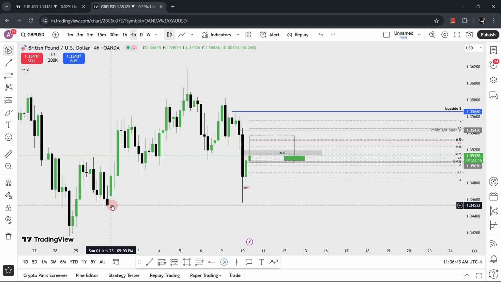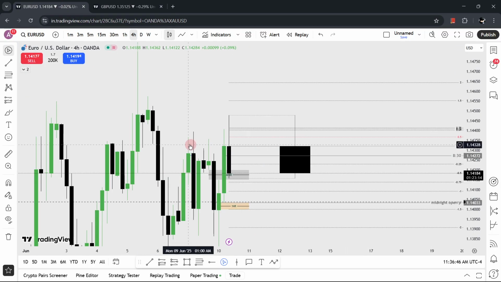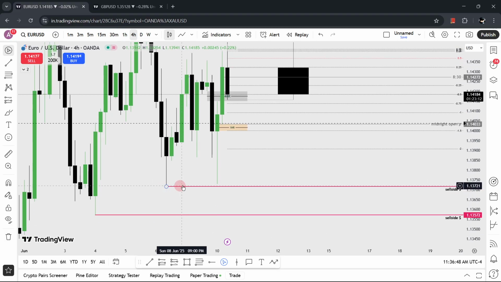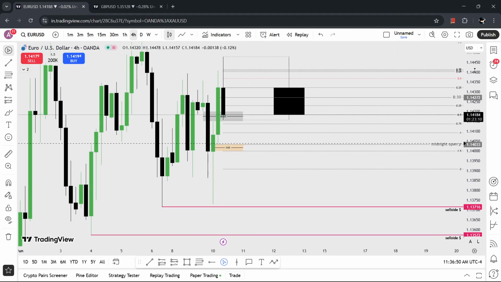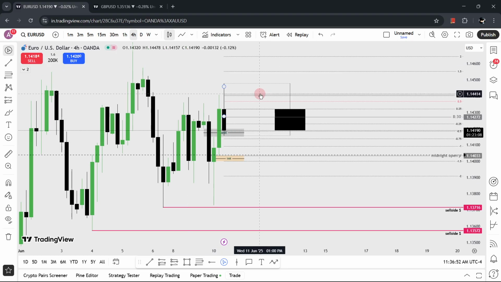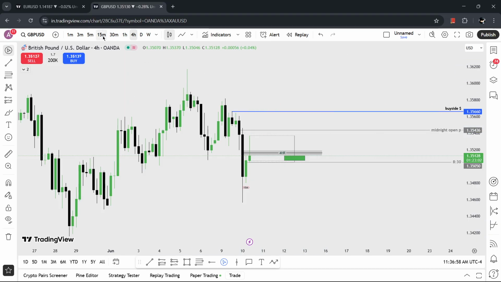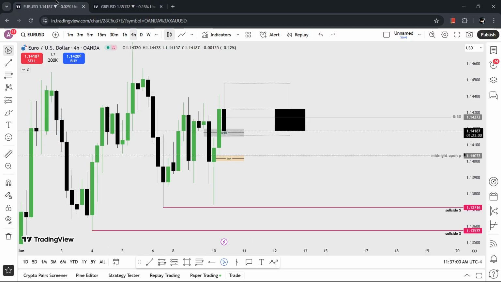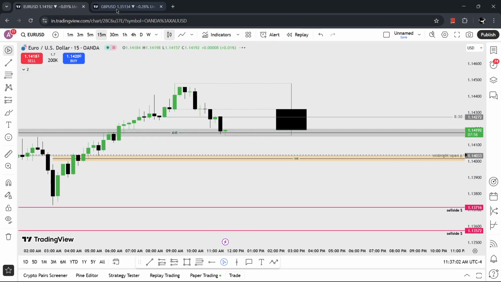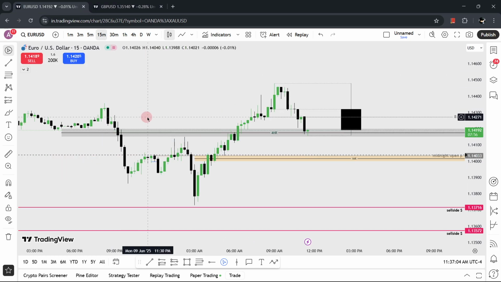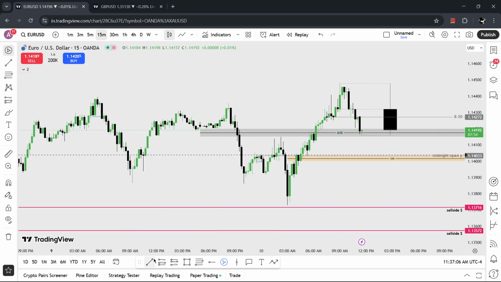Here we have relative equal lows. Similarly, here we have relative equal lows. Going to the chart analysis, we'll go to a smaller time frame, 15 minutes. I will just mark out the highs.